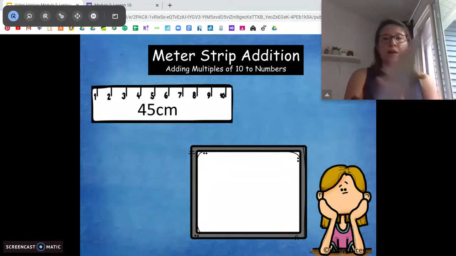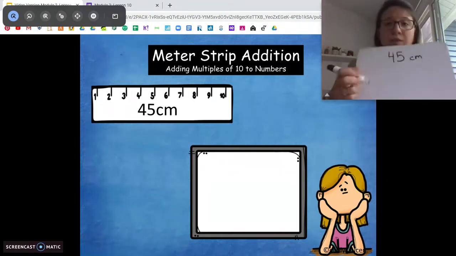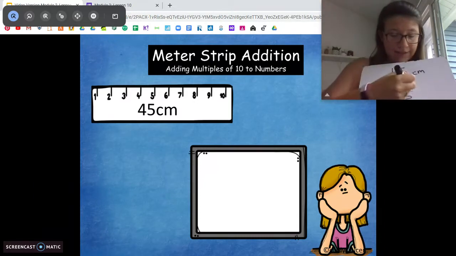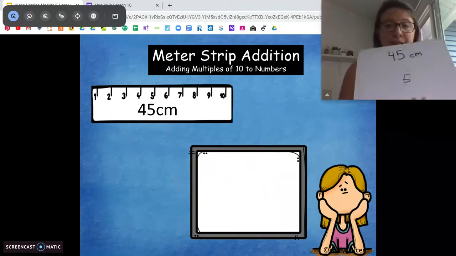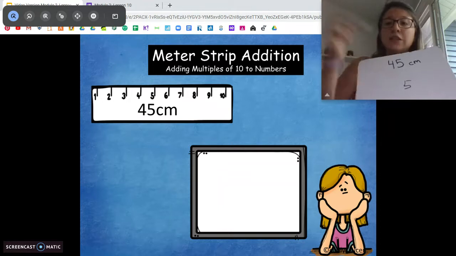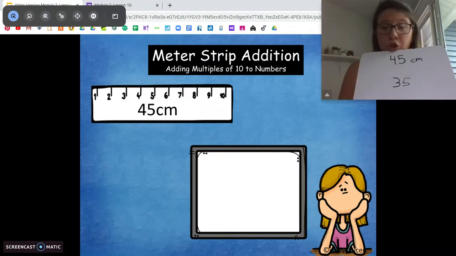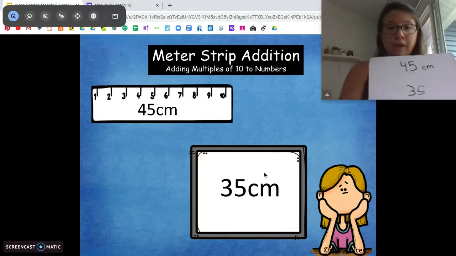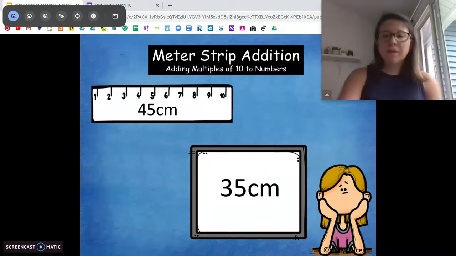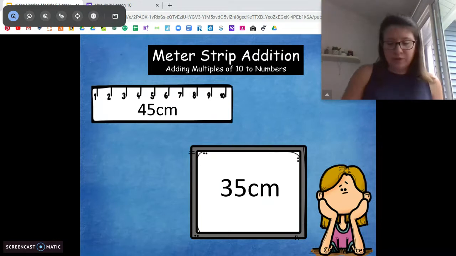45 centimeters is what I'm giving you. Now, when I want to go 10 less than this, the 5 is staying the same. The value in the ones place stays the same. The value of the tens goes down 1, goes down 10 to 35. All right? So I'm going to tell you a value. You tell me the 10 less.